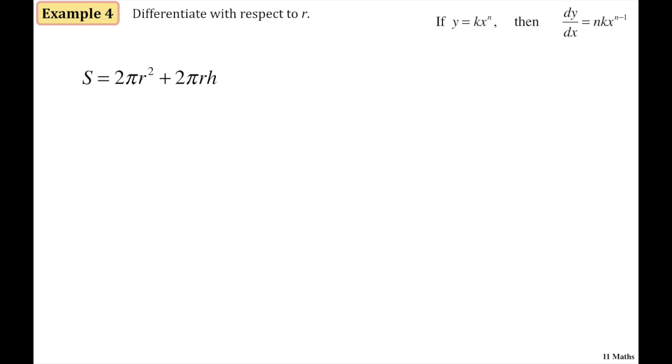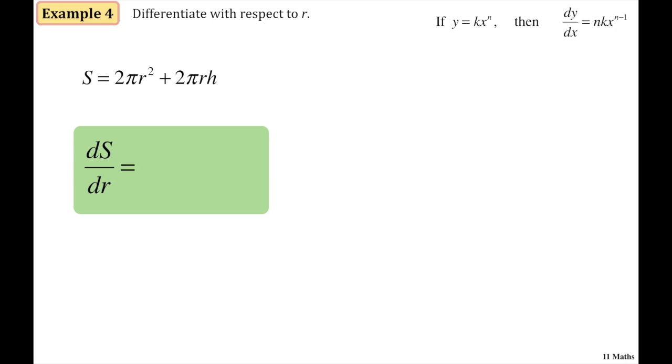Example number 4. This is a little bit trickier because we're now differentiating with respect to the letter R. A different letter, but that's okay. That means in the question we should have the letter R. So that's a little bit like having an x in the previous questions. So let's set it up now. Now we're differentiating S with respect to the letter r. So that's ds over dr. The derivative of s with respect to the letter r.